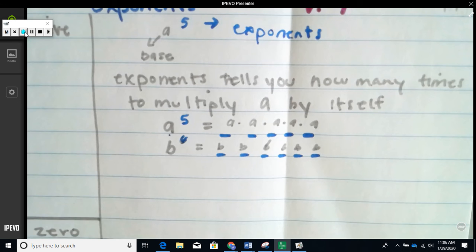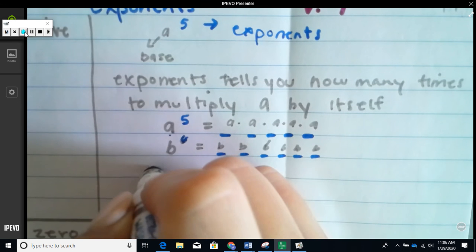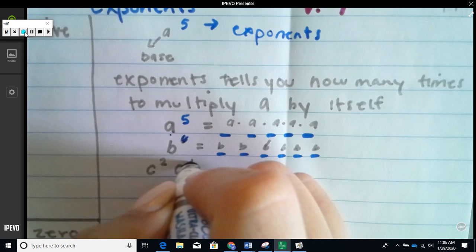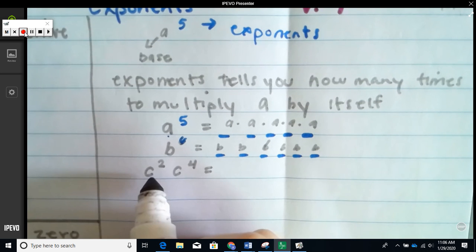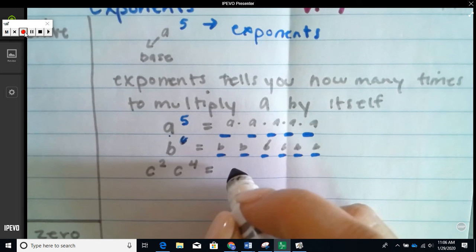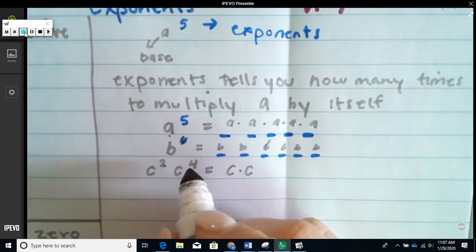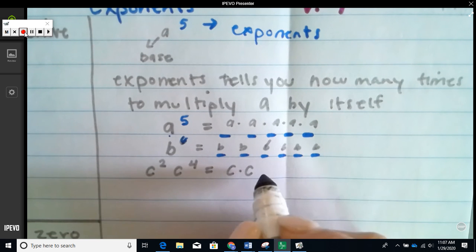Alright, so let's do some examples. Here's what you'll see on the IXL. Let's just do c. If it says c squared times c to the 4th, this is what you would have to do. I'm going to write it out, and then we'll see how you could have done it that way. So c squared means how many c's multiplied by themselves? 2. Yeah, c times c. Now, when you see c to the 4th, Jamarian, that's c multiplied by itself how many times? 4.